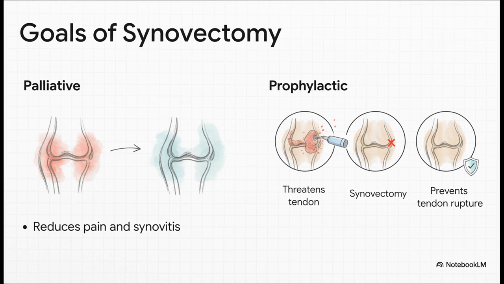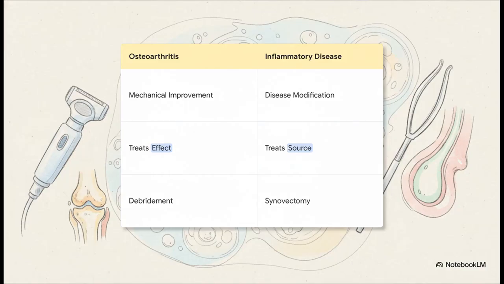But, and this is the important part: if you do it early enough, it can actually be prophylactic. By removing that invasive pannus, we can potentially slow down the disease's progression and prevent secondary damage like those tendon ruptures that are so common in RA. This takes it from just a simple procedure to a genuinely disease-modifying surgery. And this slide just lays it out perfectly. You can see the huge strategic difference. In OA, we use debridement to treat the effects of degeneration, the loose bodies. In RA, we use synovectomy to go after the source of the inflammation, the synovium itself. One is mechanical, the other is biological. It's all about choosing the right tool for the right pathophysiology.